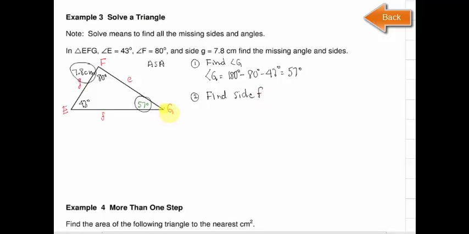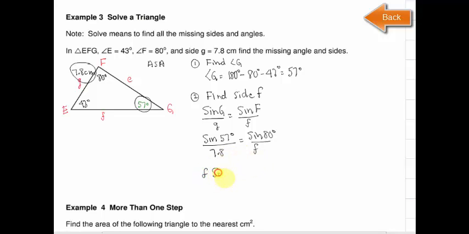Okay, and I'm going to use angle G and side G, so I'm going to go sine of G over side G is equal to sine of angle F over side F. And so I have the sine of 57 degrees over 7.8 is equal to the sine of 80 degrees over side F. And then I want F, so I'll cross multiply.